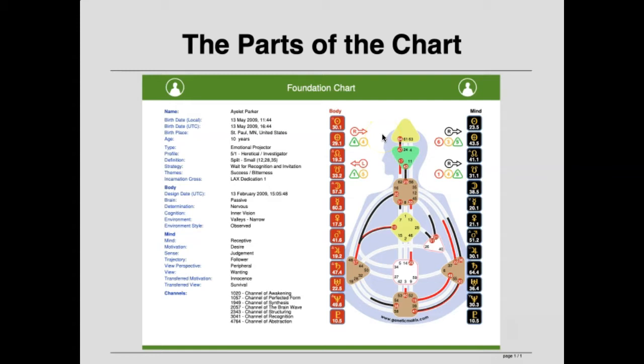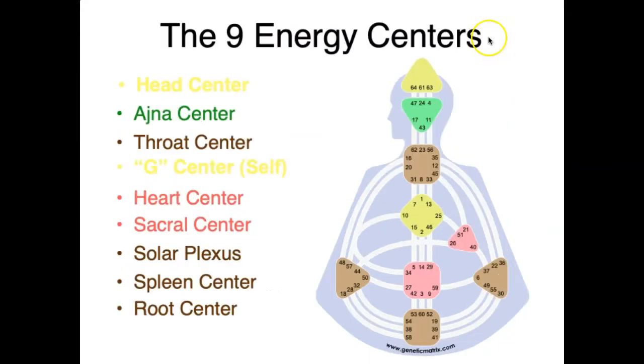Then what we need to know is our strategy. And that basically just means how we best operate in the world, as well as our authority, which is the way we are intended to make decisions. So these are the 9 energy centers.